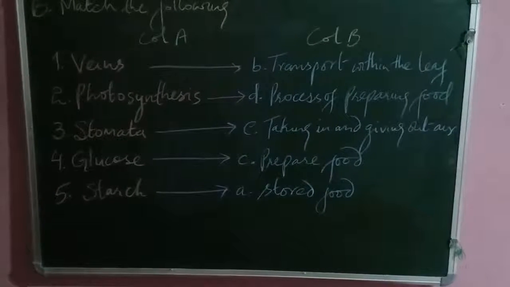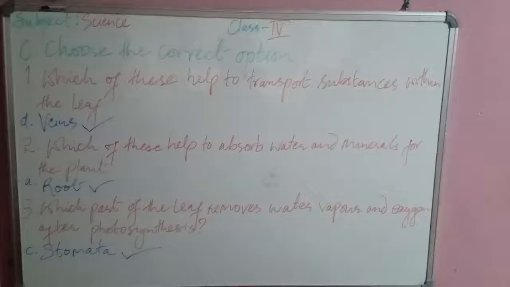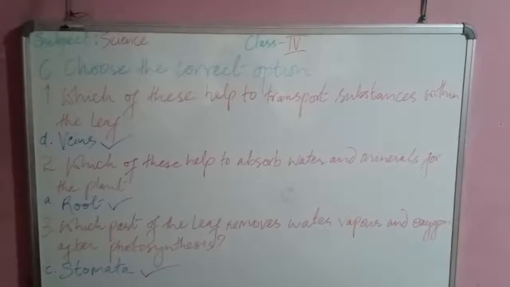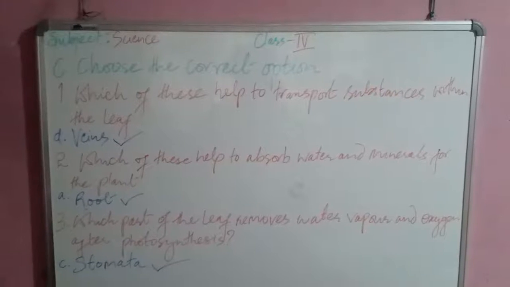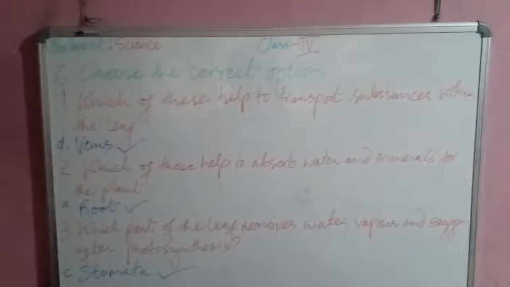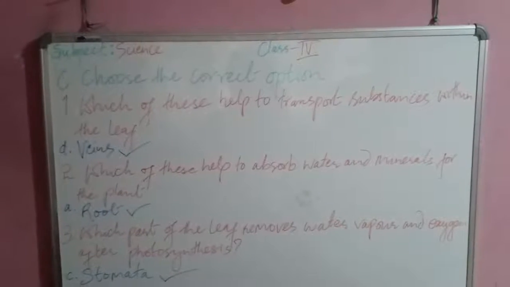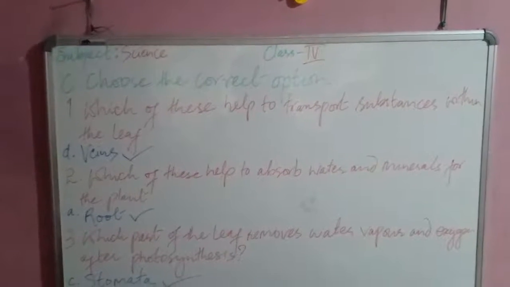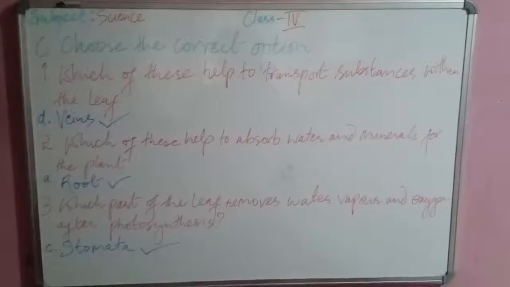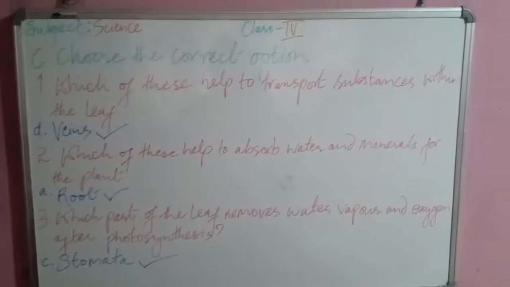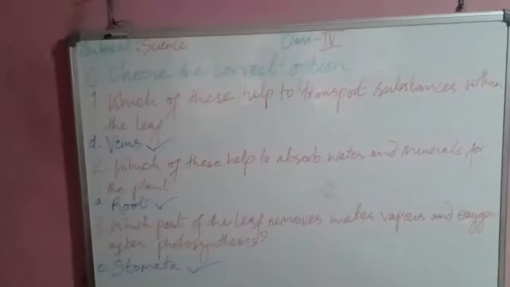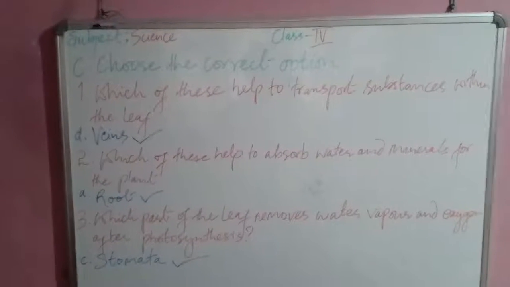Moving on. So after this we have question number C, choose the correct option. So here question goes like this, which of these help to transport substances within the leaf? So your options are stomata, leaf blade, chlorophyll and veins. So option D is a correct option.